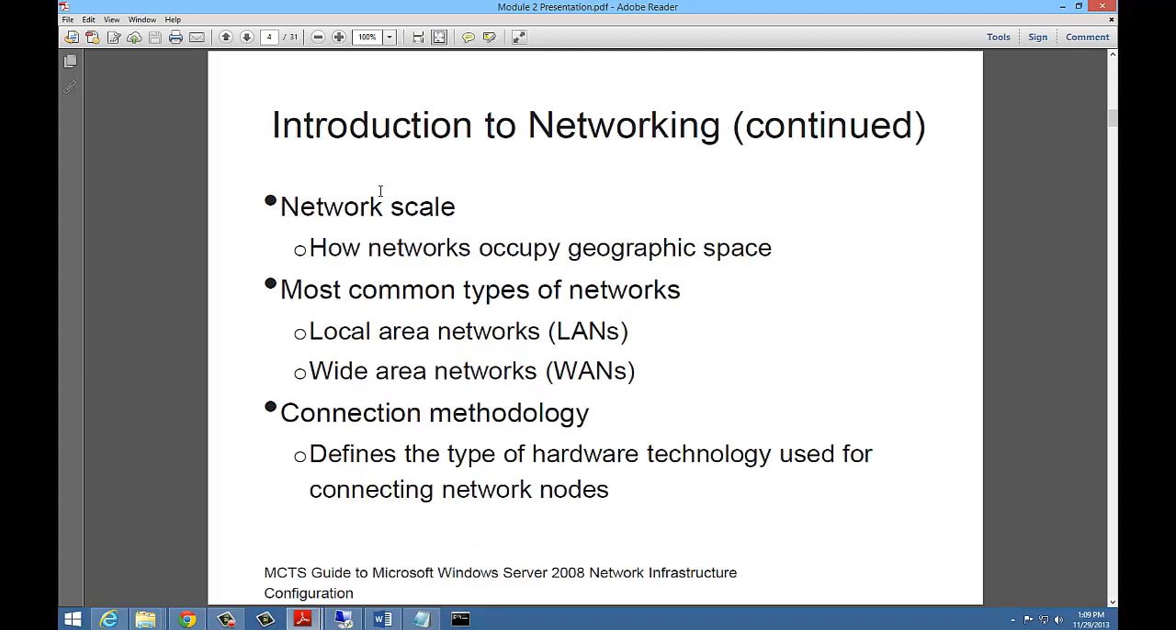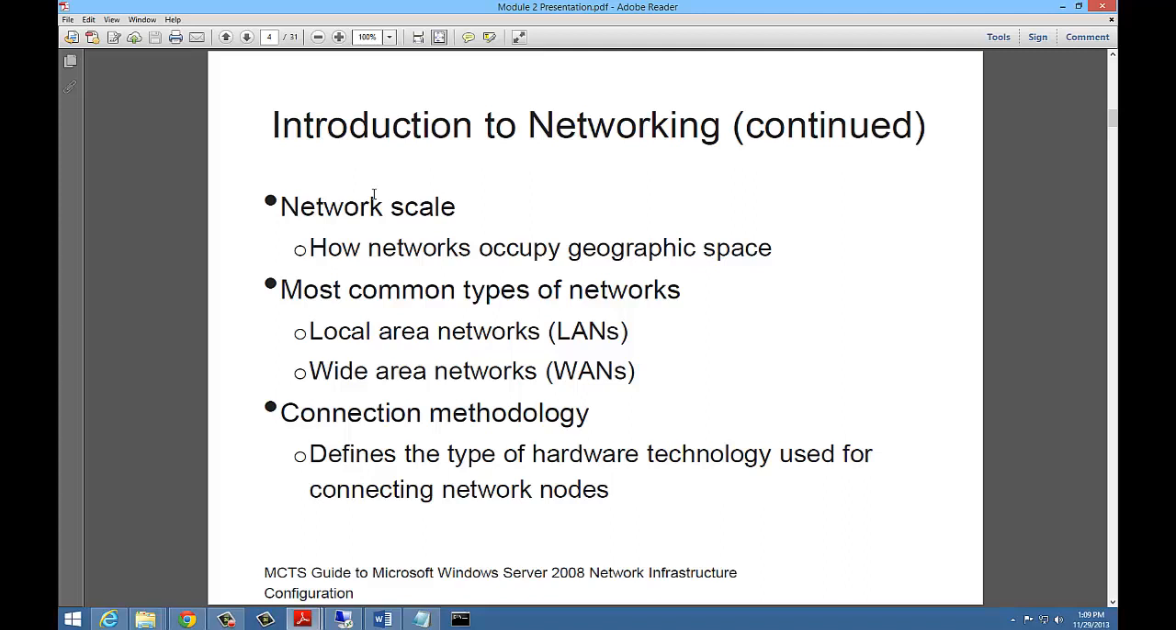How networks occupy geographic space. Most common types of networks: LANs and WANs. A LAN is generally anywhere inside your office or your home, and a WAN is as soon as you leave that LAN, you go out to the rest of the world. There are also MANs, which we won't cover in this particular course, but it's for metropolitan area networks. If you have a citywide company with many different branches, and there's some other ones as well.